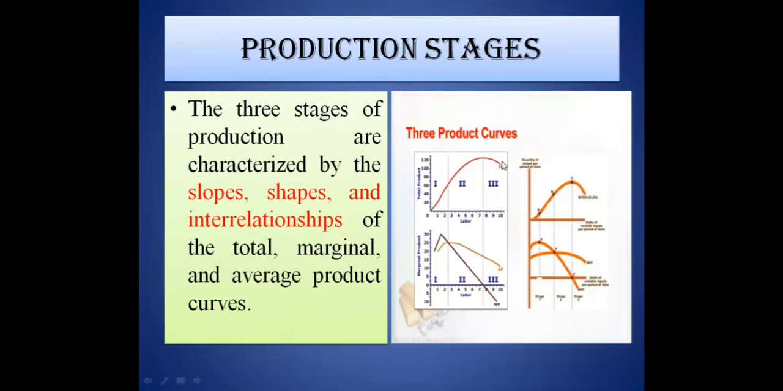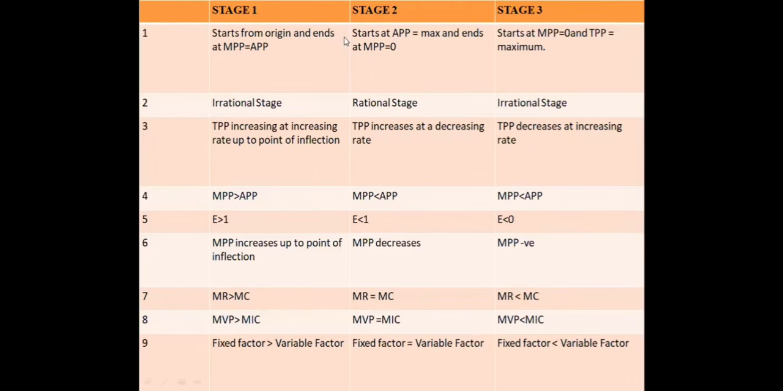Here this is your TP, that is the total product curve. This is your MP, marginal product, and this one is your average product. Well, we will discuss in detail. Okay, see, this is your stage 1, stage 2, and stage 3. We will go on discussing this with the figure as well as this table.